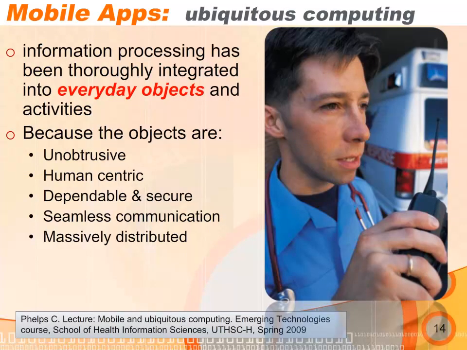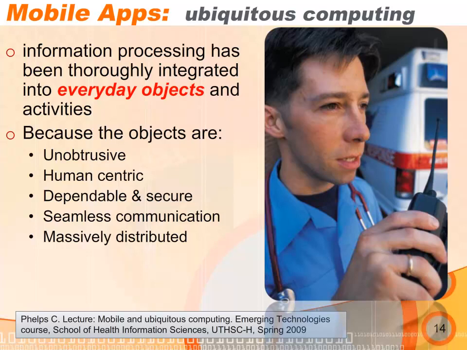So what does ubiquitous computing mean? This is a change from having a desktop model on your desk that is immobile and limited to just a few people, to everyone having the ability to do some type of information processing, and it's integrated into our everyday objects and activities. This is available because the objects are unobtrusive.